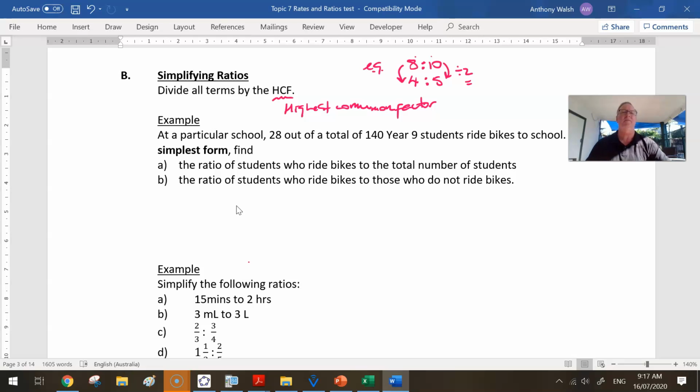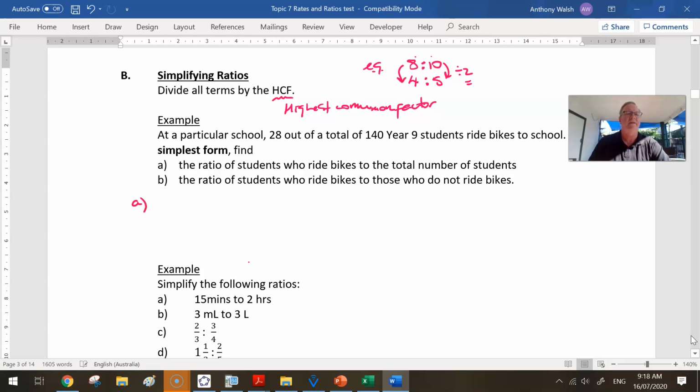So the whole idea of simplifying ratios is to take numbers, divide by the biggest number that will divide into both, and then simplify from there. In other words, you're trying to find the highest common factor. Now I know for a lot of us that's hard to do, so I'm just going to show you how you can use your calculator to make your life that much easier by looking at this example. It says, in a particular school, 28 out of a total of 140 Year 9 students ride bikes to school. In simplest form, find the ratio of students who ride to the total number of students.